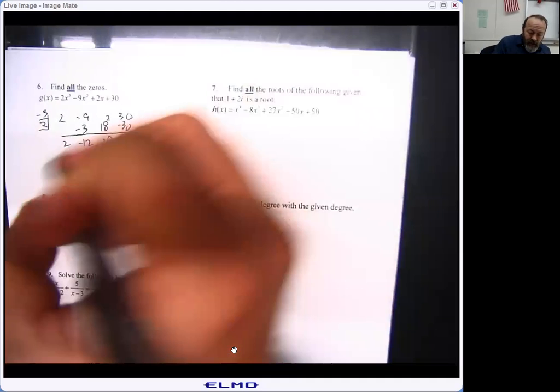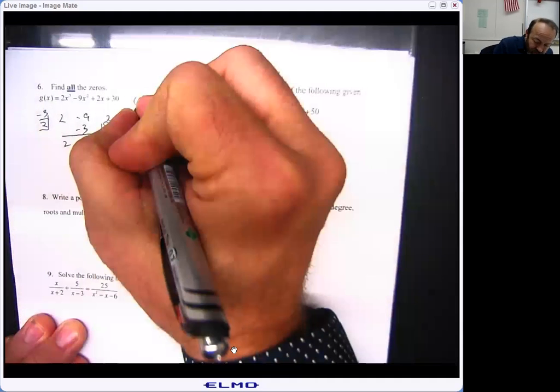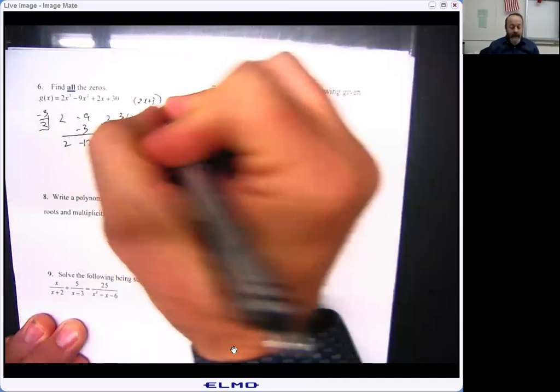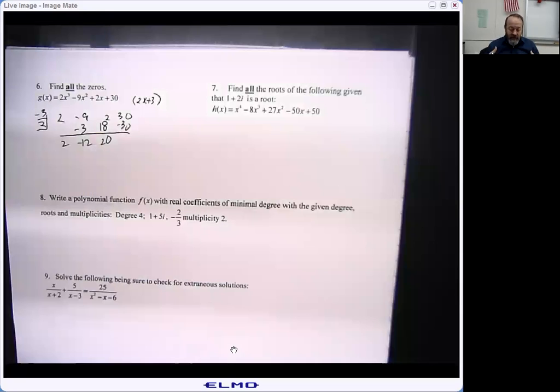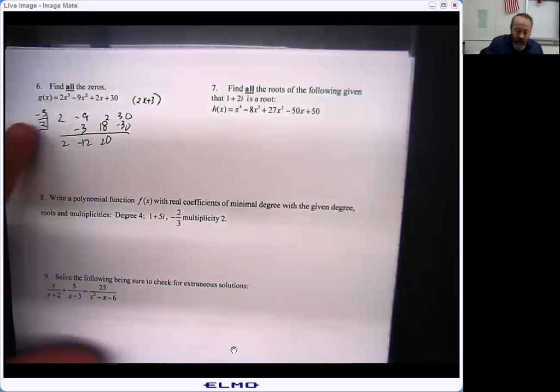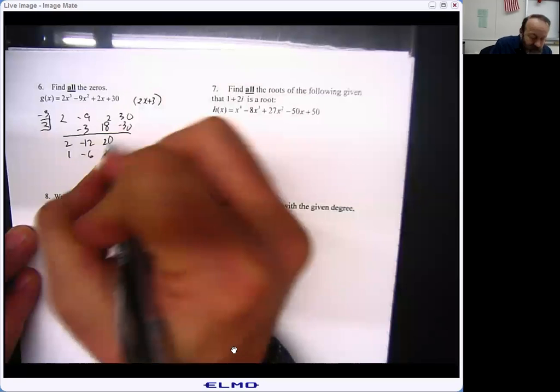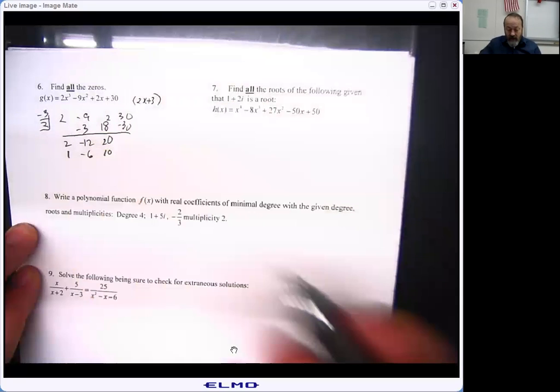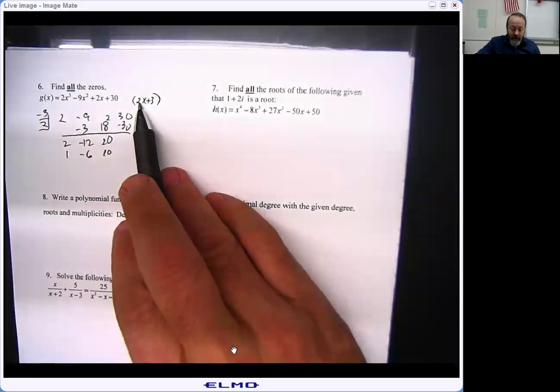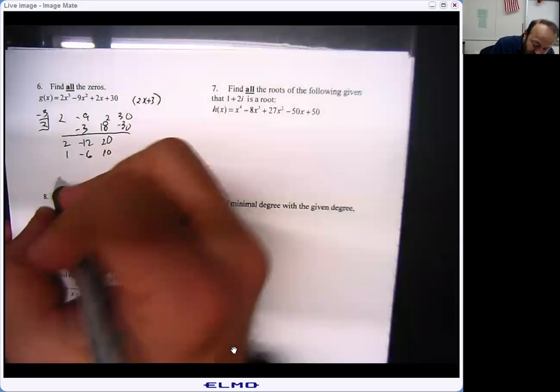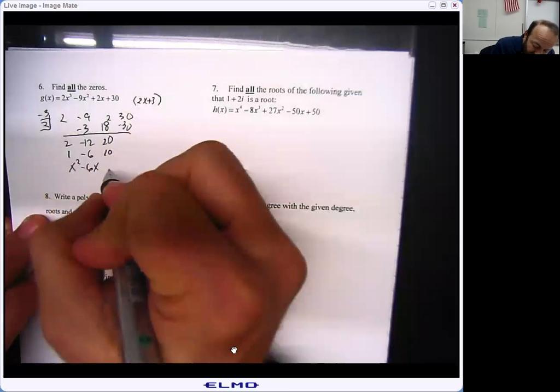Now, keep in mind, again, we have this 2x plus 3, which was my factor. The problem didn't actually ask me to find the factors. It asked me to find the roots, and I already have one. And that leaves me with a 1, -6, and 10, because just like the last problem, we needed to reduce that problem by dividing by 2. So we're down to this little quadratic right here.